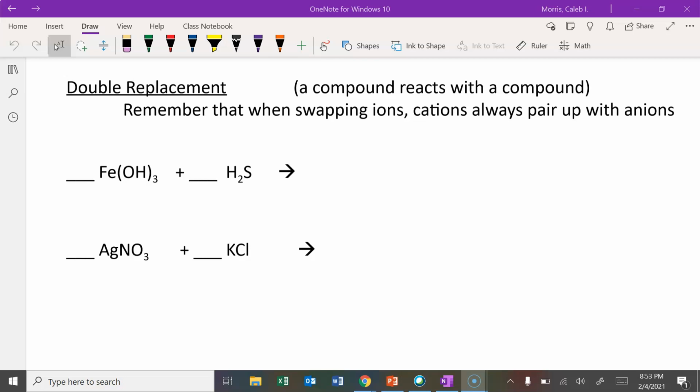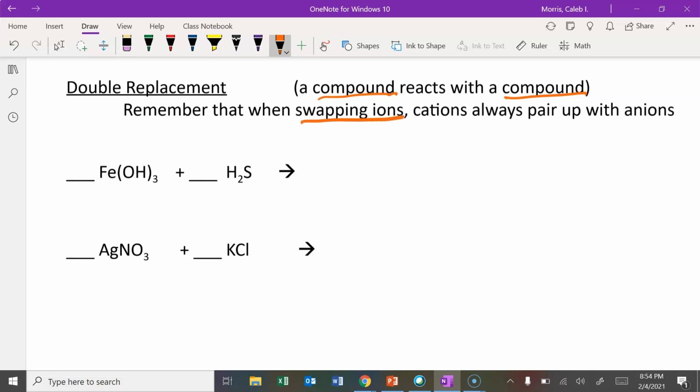All right, we've reached the last part of this set of notes talking about double replacement reactions. First of all, how do we recognize a double replacement reaction? It's going to be two compounds: a compound reacting with another compound. That's the only one that is a compound reacting with another compound. So that's how you can recognize that this is a double replacement reaction.